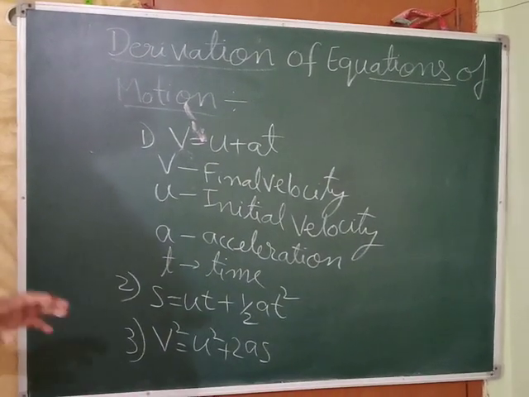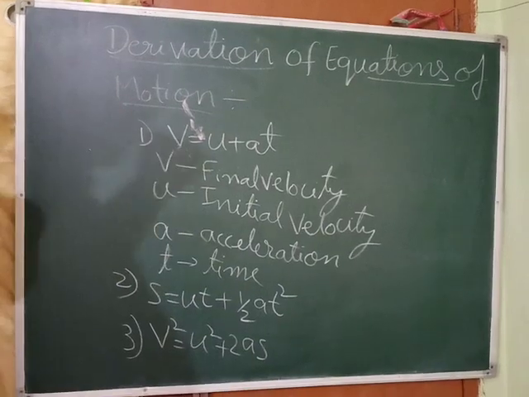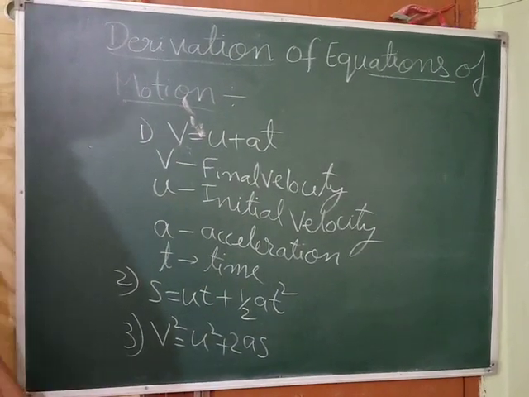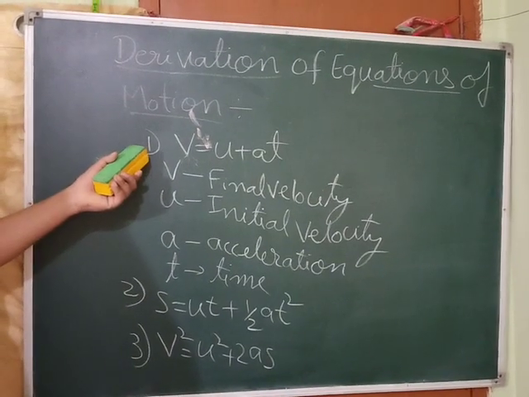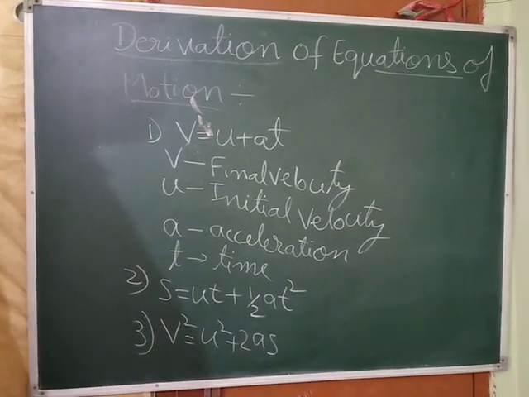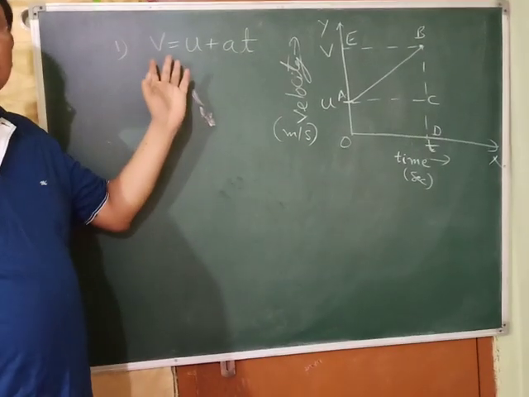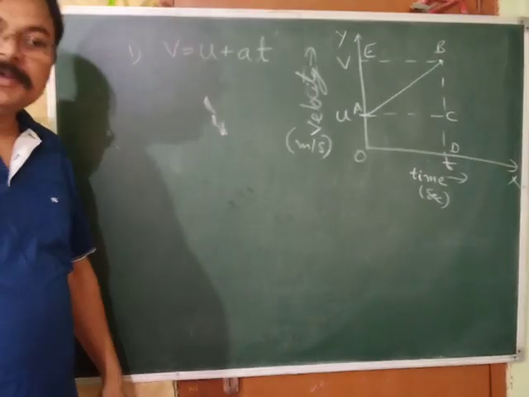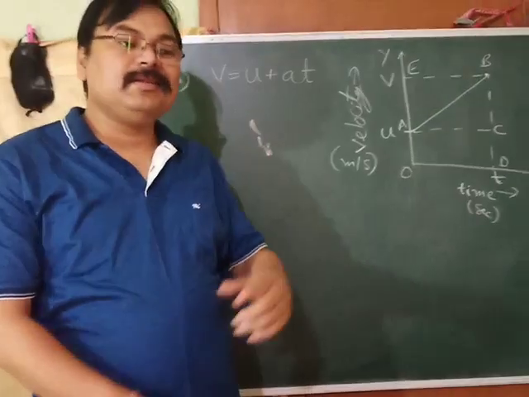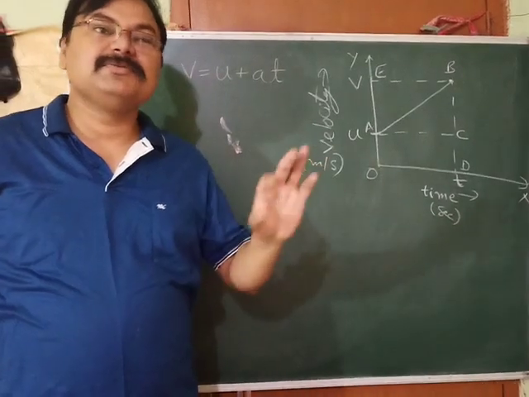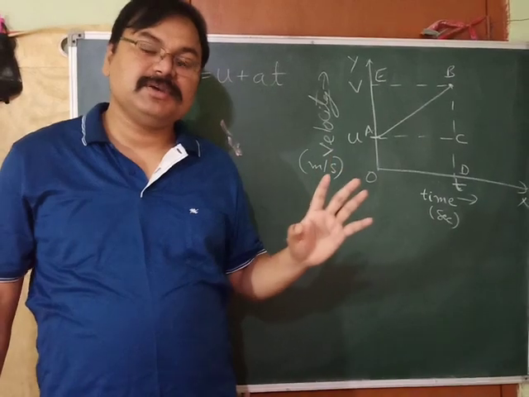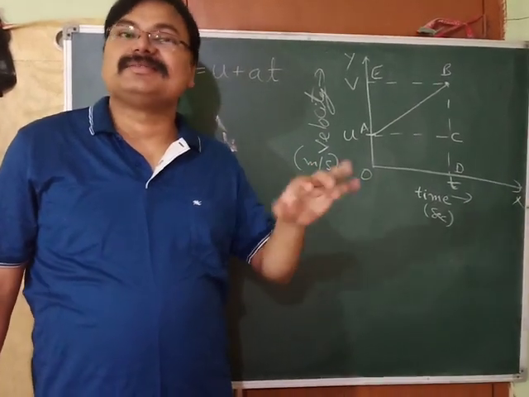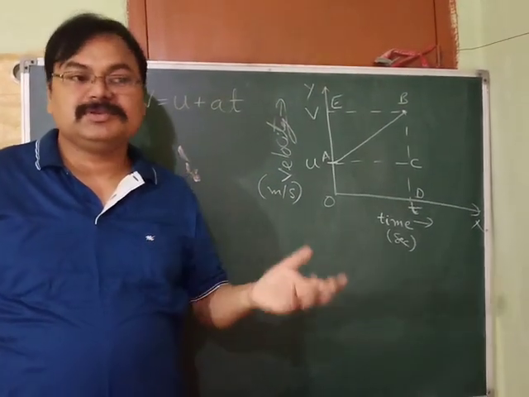But we have to derive them graphically. We have to use the graph. How will we do that? Let's see. Now we are going to deal with the derivation of the first equation, v is equal to u plus at. Let me tell you one more thing: in all these three equations, no one is first, no one is second, no one is third, which means no sequence is given to these equations. We just call them by our convenience.